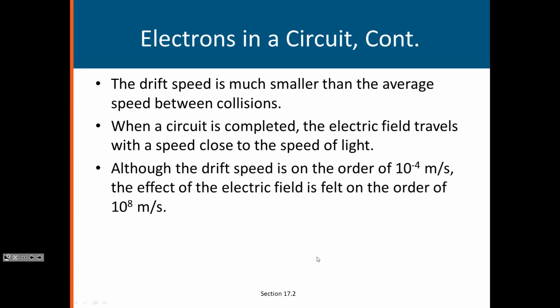You can see the value. It's 10 to the minus 4, meaning 0.1 millimeter per second. 10 to the minus 4 meters per second: 10 to the minus 3 is a millimeter, so 10 to the minus 4 will be 0.1 millimeter. But what is the speed of light, how fast the electric field is set up? It is 10 to the power 8. You can see the huge difference.